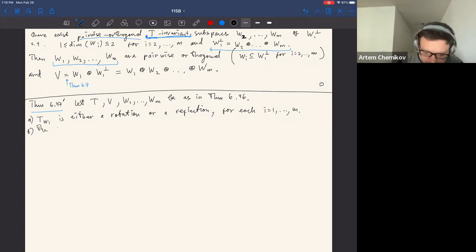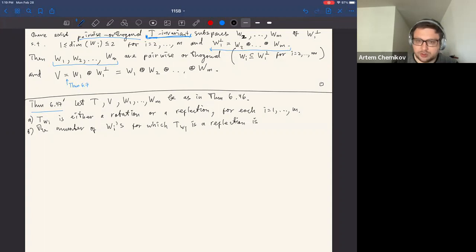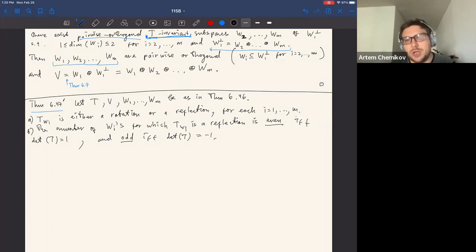Part B: the number of these subspaces, the number of Wi's for which T restricted to Wi is a reflection, is even if and only if the determinant of T is equal to 1, and it is odd if and only if the determinant of T is equal to -1. Okay, so now we are connecting the determinant of T, whether it's 1 or -1, to the number of reflections appearing among these restrictions, T restricted to Wi, in part A.